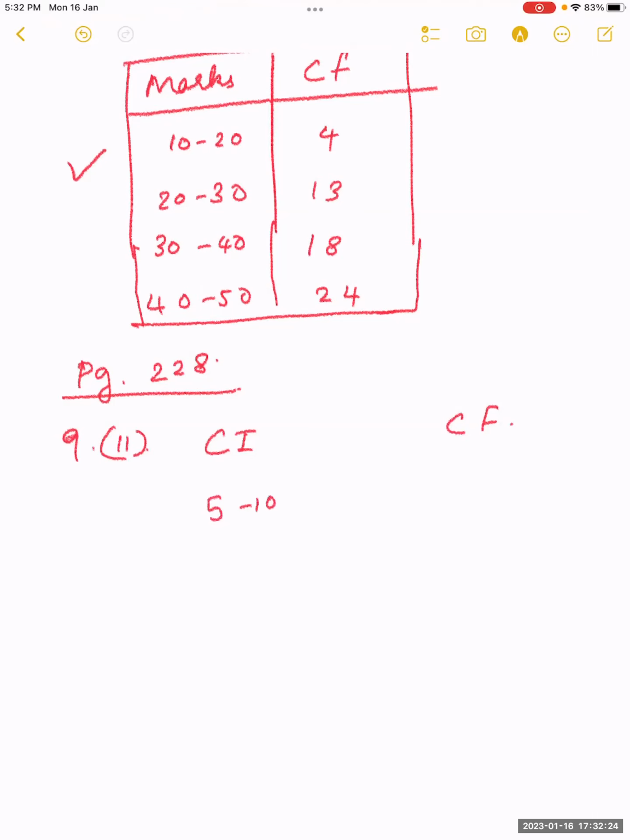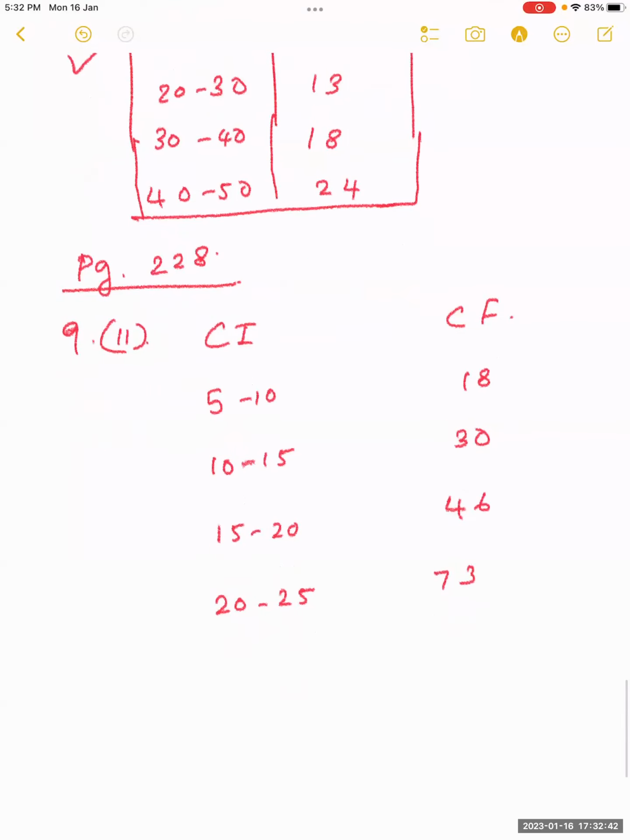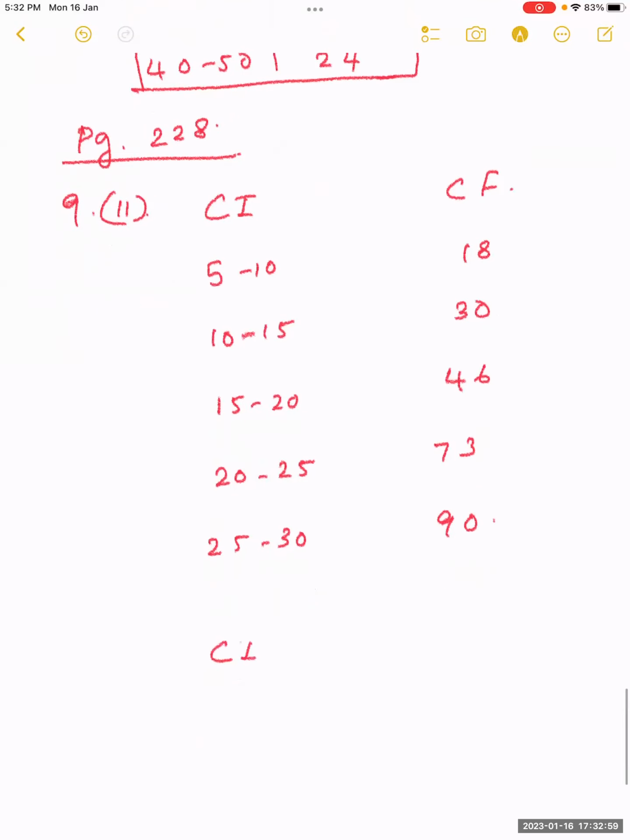What is the class interval? 5 to 10, 18; 10 to 15, 30; 15 to 20 is 46; 20 to 25 is 73; 25 to 30 is 90. So 18, 30, 46, 73, 90. This is what is given to you. Now you need to find the frequency distribution table. Frequency distribution means you just want class interval and frequency. That's it. This is the table that you want.